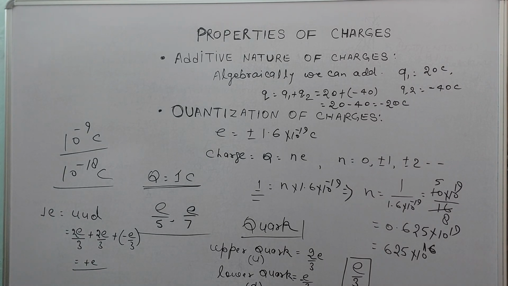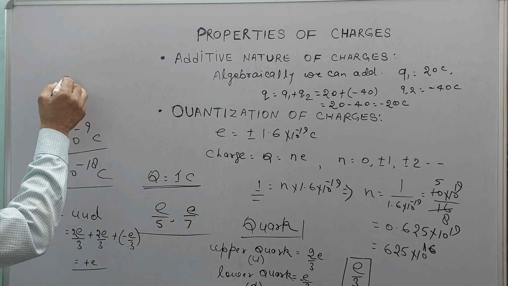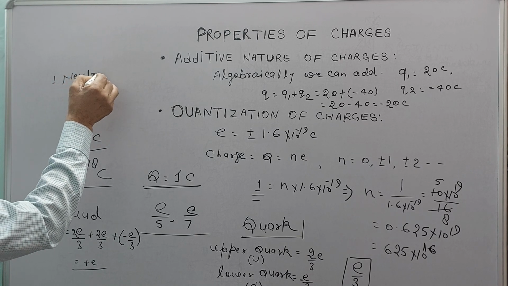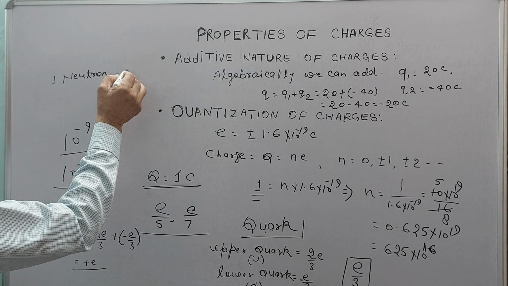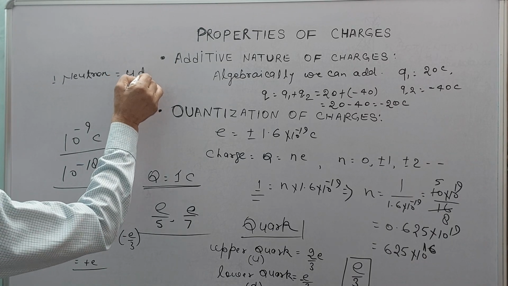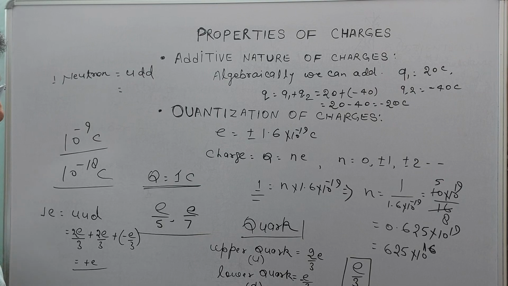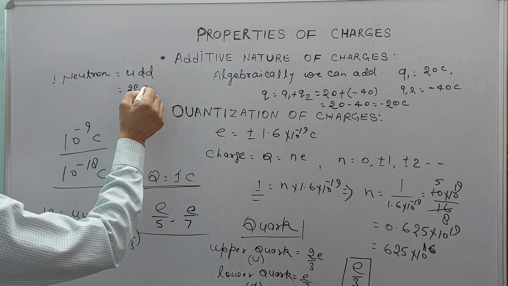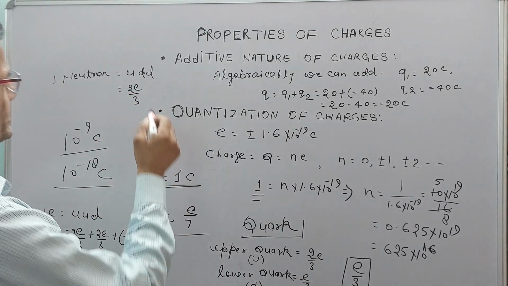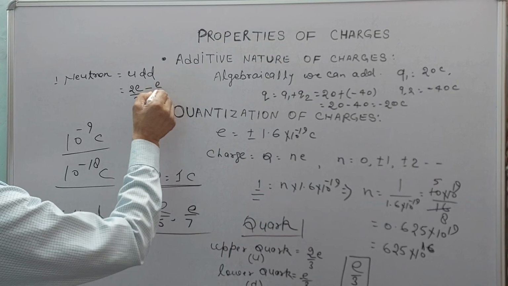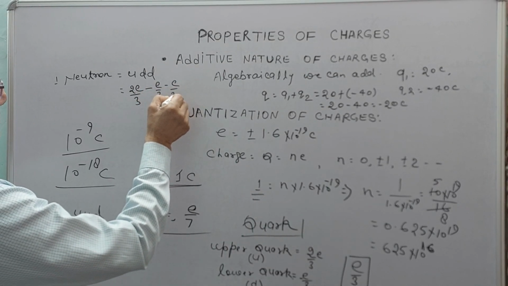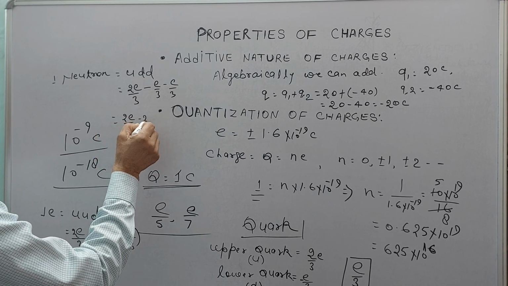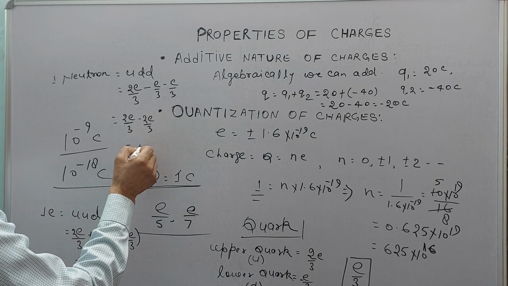So protons are made of 3 quarks, UUD, and neutrons are also made of 3 quarks: 1 upper quark and 2 lower quarks. If I calculate the value, U is twice e by 3, and the down quarks, that is the lower quarks, are minus e by 3 minus e by 3. Because the neutron has no charge, twice e by 3 minus twice e by 3, so the total charge on the neutron is equal to 0.